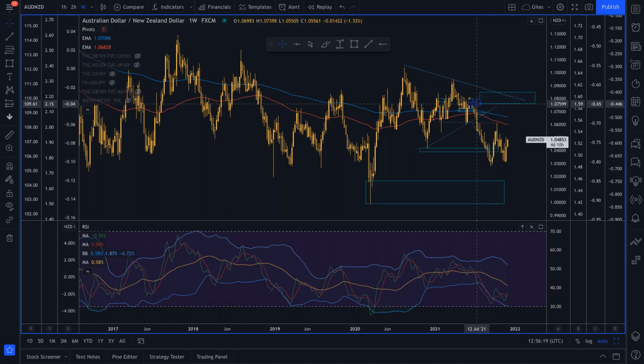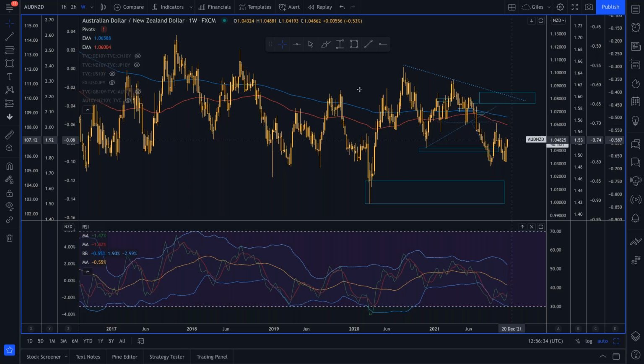You see this time around the middle of this year. Do you see how the pair fell? Well, a lot of that sort of bad news has been priced in now, so it's not a surprise to see a little bit of recovery. So that's what's going on with the Aussie New Zealand dollar.